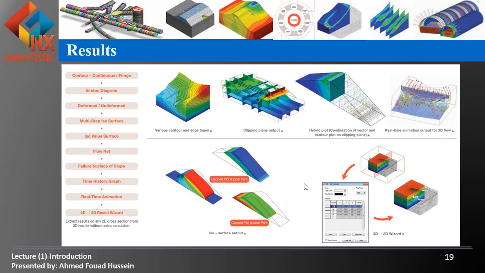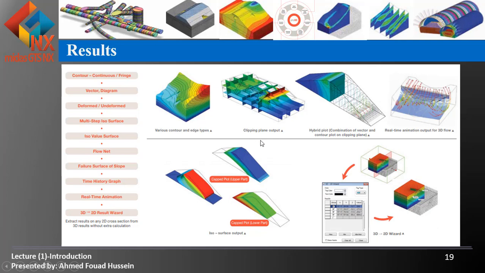So for the results here, we can have a wide results view, like vector diagrams and flow net and time history graph, 2D results wizard. We will see that here we can create seepage flow, and here we can take this isoplane, so we can see inside the structure. We will see all this later, and we can use a probe, so we can read any reading at any node.